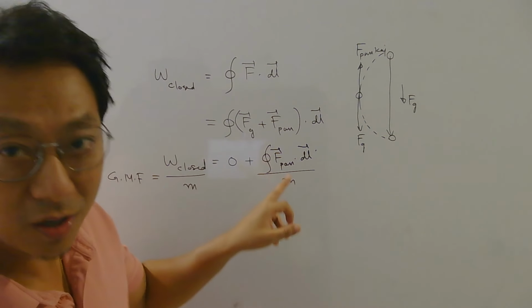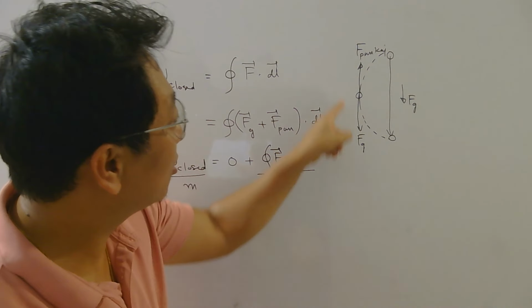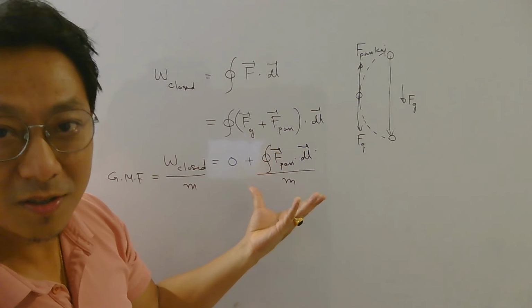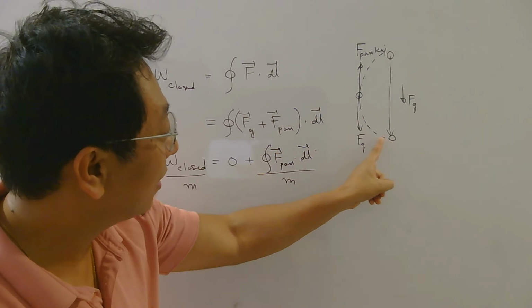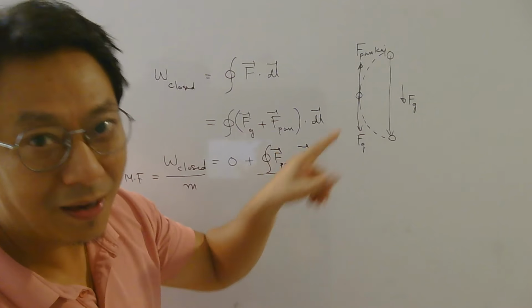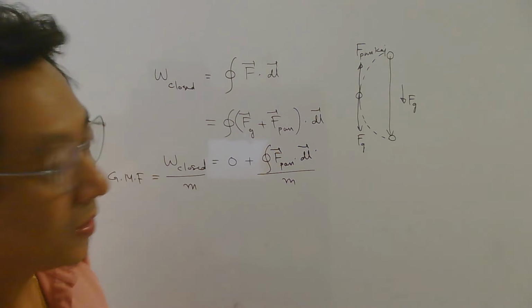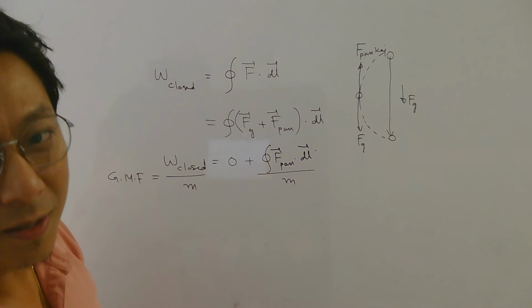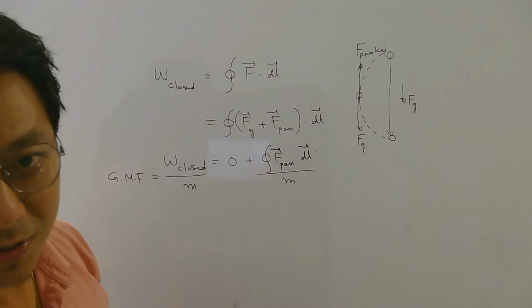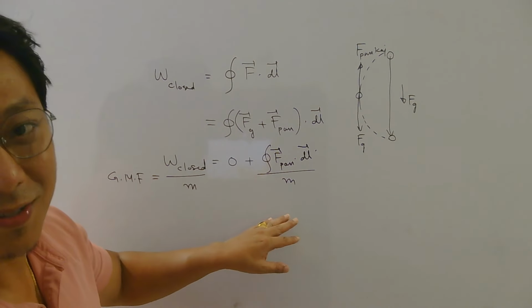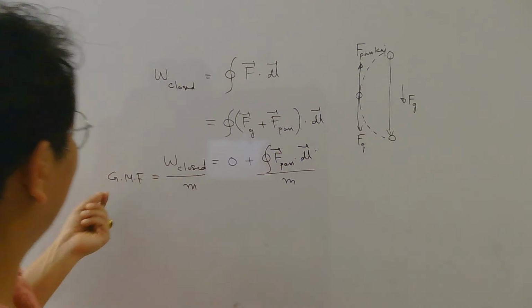Remember, my force is non-conservative because in this closed path, work done by me is not 0 because I did work only in this part. That too, I did positive work, right? My force is up, displacement is up. So this positive work done by a non-conservative force per unit mass could be called, if you want, GMF. Now, though there is nothing called GMF, it really helps you to understand EMF. So let's now discuss EMF of a cell.